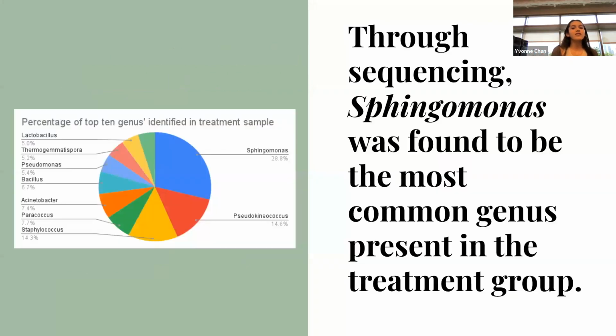Through sequencing, Sphingomonas was found to be the most common genus present in the treatment group. This is a pie chart of the percentage of the top 10 genera identified in the treatment sample, and Sphingomonas is this big blue slice of the pie that we're seeing. It was a very large amount of the cumulative reads on the treatment sample. So I wanted to look into it more, as it had a much greater percentage of Sphingomonas than the control when sequenced.